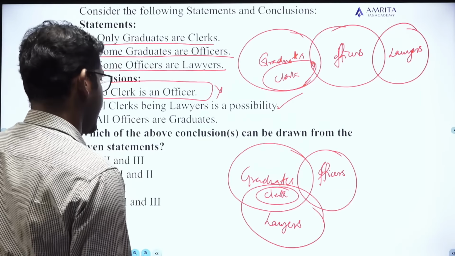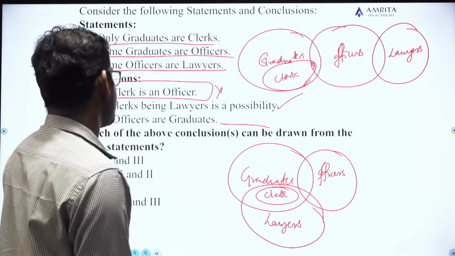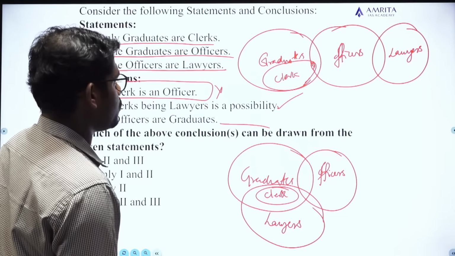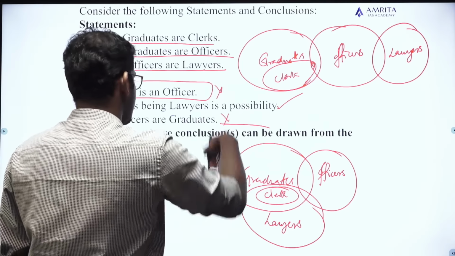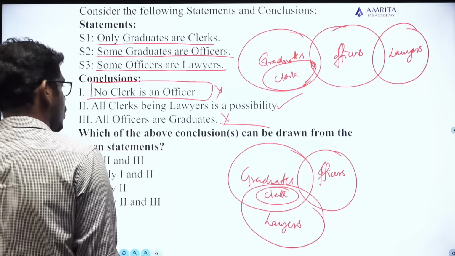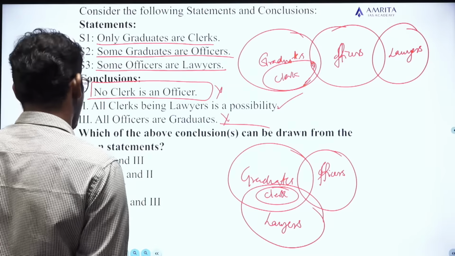All officers are graduates. There is no possibility clause here. We have to simply analyze the picture. All officers are graduates. Can we say that all officers are graduates? No, it's not correct. So the third conclusion is not correct. First conclusion is also not correct. Only second is correct. Now let's check the options.